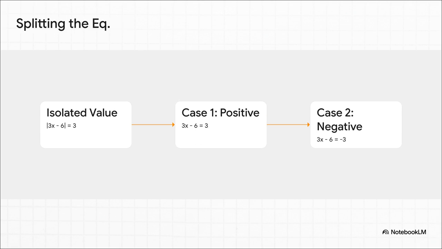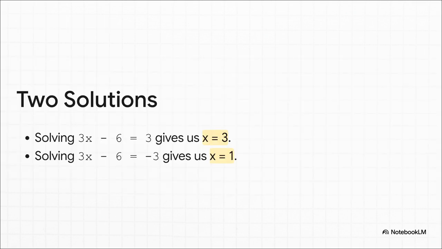Okay, and now that it's isolated, we can finally use our core idea. We know that the stuff inside those bars, the 3x minus 6, has to be exactly 3 units away from 0. And how can that happen? Well, there are two ways. It could be sitting at positive 3, or it could be sitting at negative 3. So we solve both of those simple, separate equations, and we get our two possible values for x. This is perfect because it shows the whole idea in action. Two totally different points on the number line can have the exact same distance from 0.